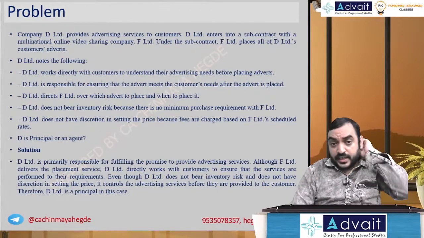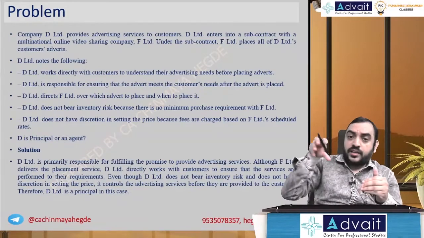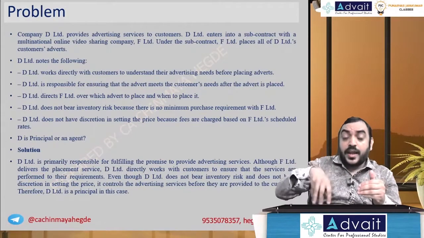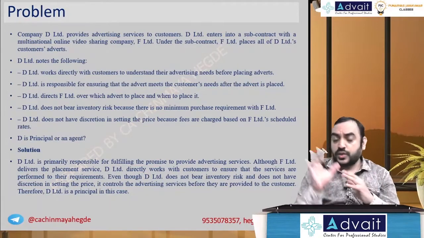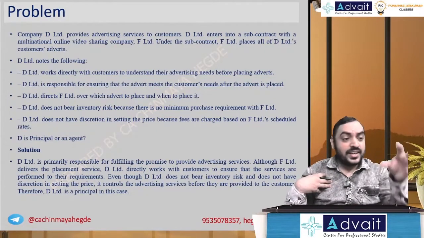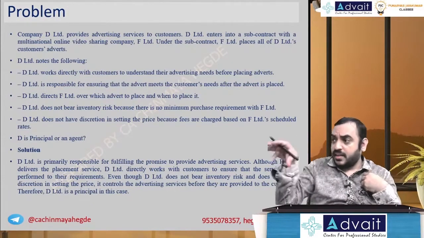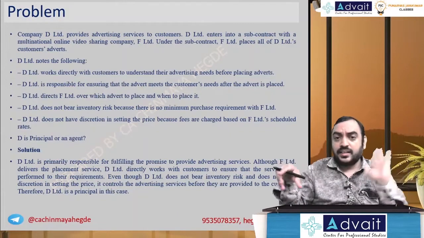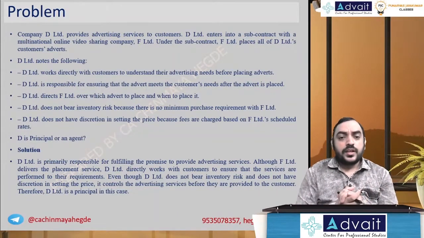Basically, D Limited provides the advertising service to customers and gives a subcontract to F Limited, and F Limited places all of D Limited's customers' advertisements. So F Limited is a subcontractor here, and D Limited is like an intermediary. Customer, D Limited and F Limited: D Limited is the intermediary, F Limited the subcontractor, and then the customer who wants advertising services. D Limited notes the following.